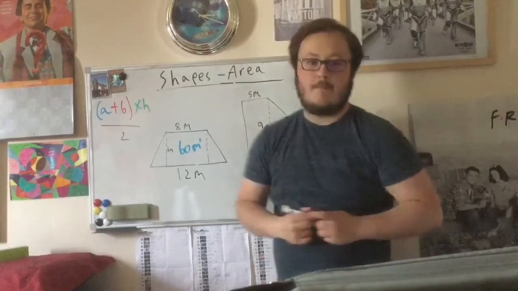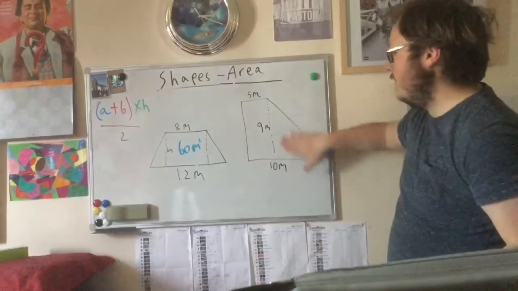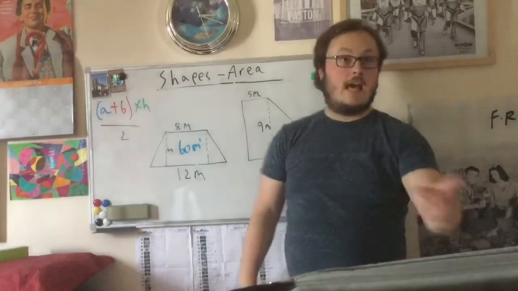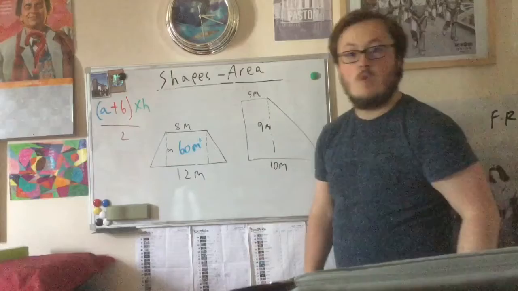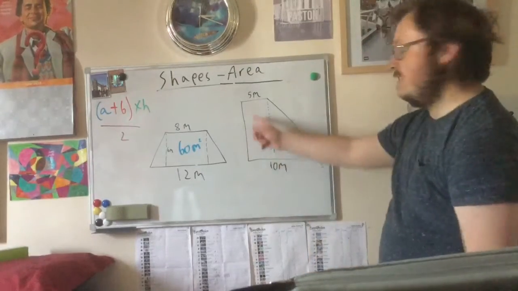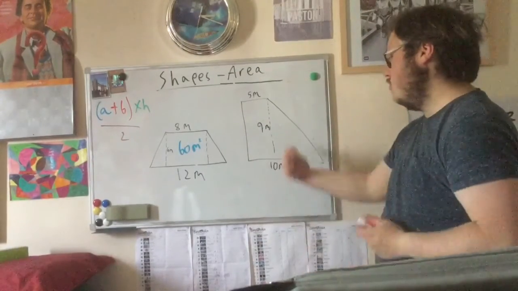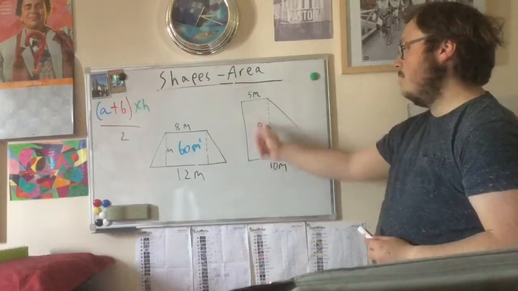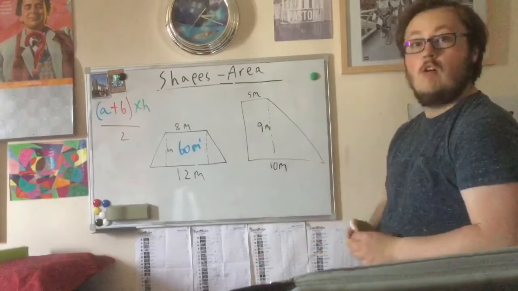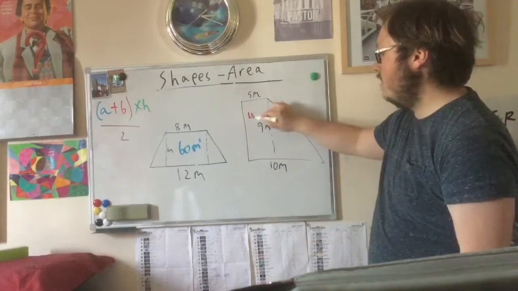Now let's work out the area of this one, and we're going to use the method that compound shapes work for. Now, we split into two shapes. We have a rectangle here and we have a triangle here. The rectangle has a base of 5 and a height of 9, so we times them together to get 45 meters squared.